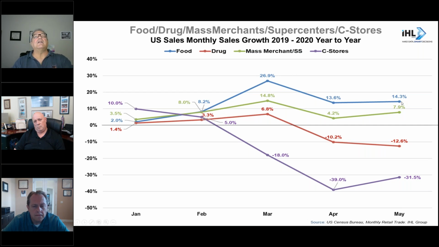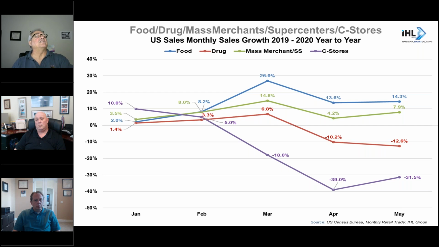Going through to May here, they're still up over 14% over last year. The green bar there is mass merchants and supercenters, the same kind of thing. Big bump in growth there, and they're up almost 8% for the year. If you look at drugstores, you see good positive growth up through March, but then you see the big drop-off. Again, this goes back to what I was saying about Sally Beauty and Sephora and the guys like that. They were locked down for a long time, and only some of them are just now getting back on their feet.